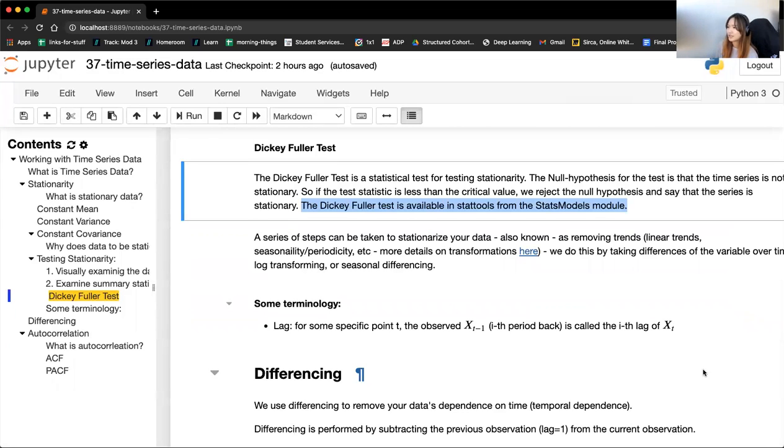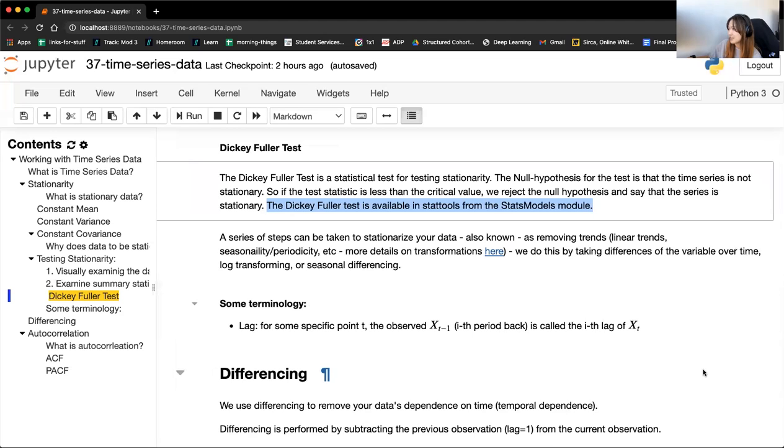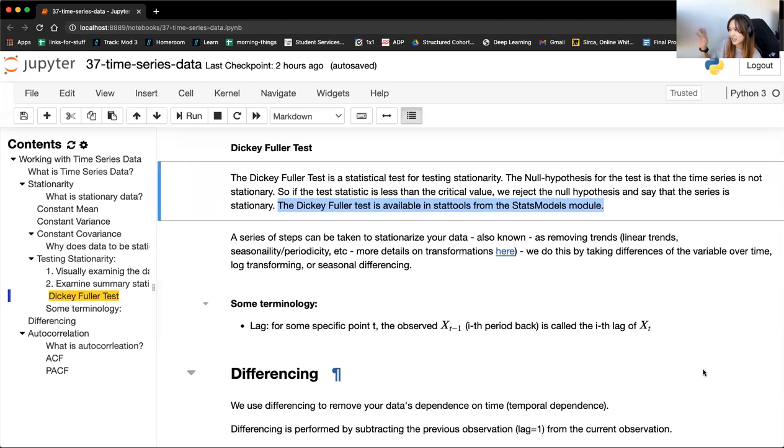All right. So the idea is we want our data to be stationary. So there are some steps that can be taken to stationarize your data. The idea here is you want to remove any trends, and you also want to remove any seasonality. We do this by taking differences of the variable over time, log transforming, or seasonal differencing. And then we're going to go through some of these real quick.